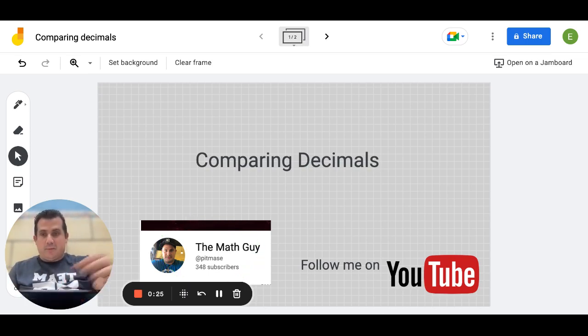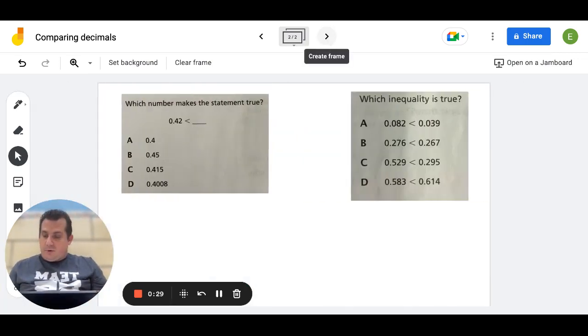All right, so here we go. Let's take a look over here. We're going to look at this problem on the left-hand side. It says, which number makes the statement true? So you don't want to forget to look at your comparison symbol, okay? Which we've been using for years now.